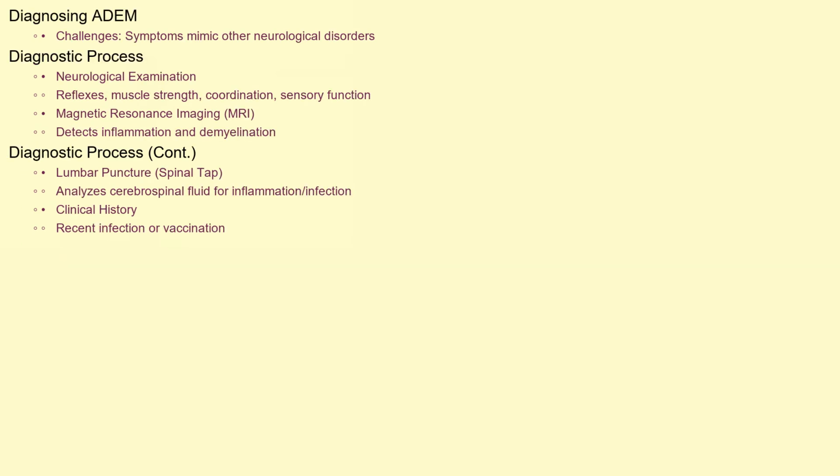Diagnosing ADEM can be challenging, as its symptoms can resemble other neurological disorders. The diagnostic process typically involves a thorough neurological examination, including assessments of reflexes, muscle strength, coordination, and sensory function. Magnetic resonance imaging, or MRI, is the most important imaging tool, revealing characteristic patterns of inflammation and demyelination in the brain and spinal cord. A lumbar puncture, or spinal tap, may also be performed to analyze cerebrospinal fluid for signs of inflammation or infection. These findings, coupled with the patient's clinical history of a recent infection or vaccination, help clinicians arrive at a diagnosis of ADEM.